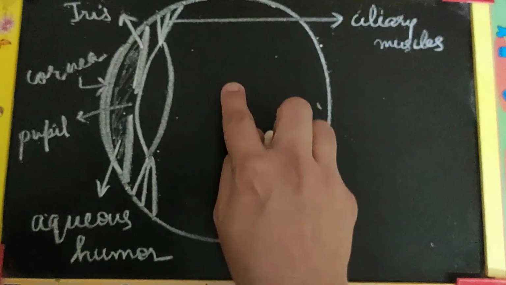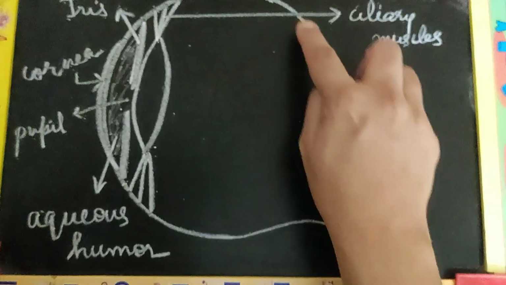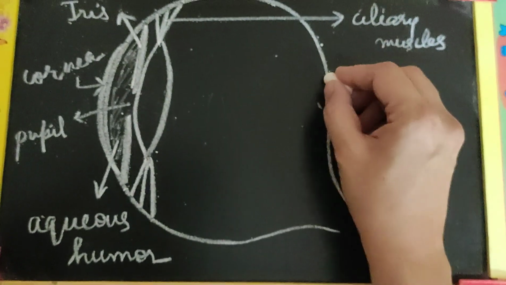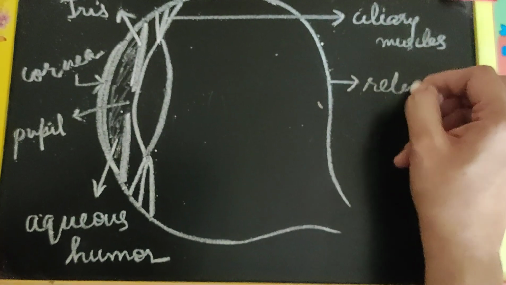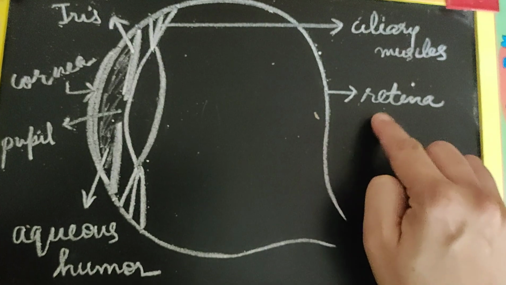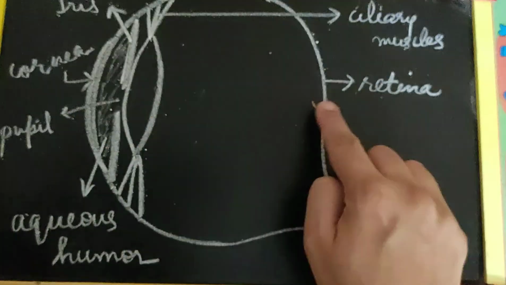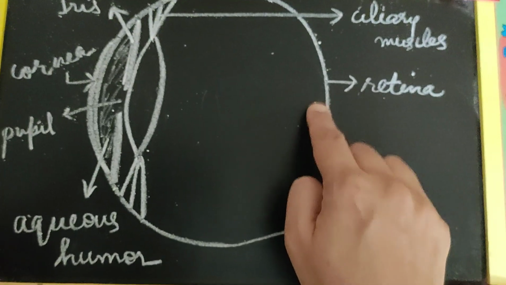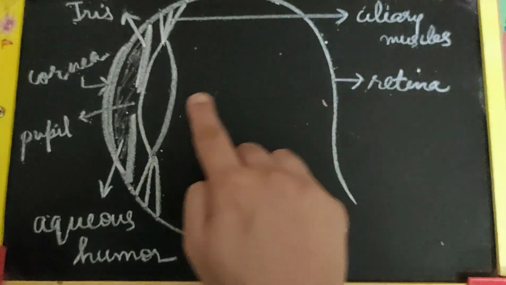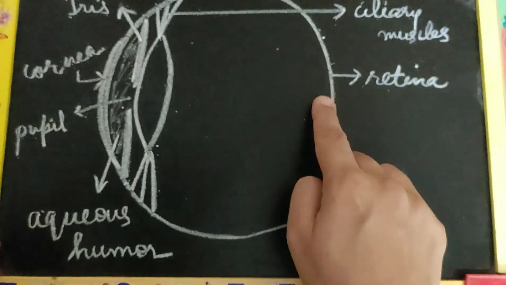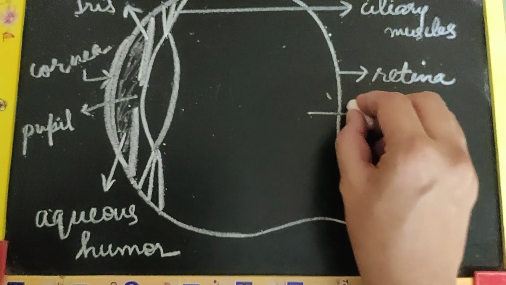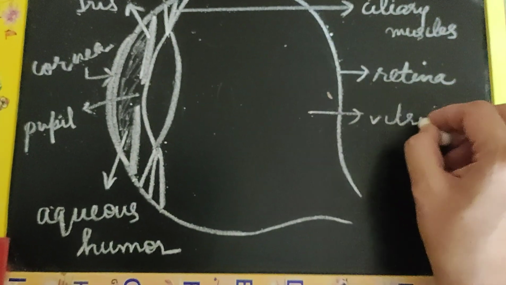Within this region, that is between the lens and the back part of the eye, where we have a photosensitive film called the retina. This is the photosensitive layer on which the images of the objects that we are viewing is formed. To be specific, real inverted images are formed here. And within this space between the lens and the retina is again a transparent watery fluid present, which is known as the vitreous humor.